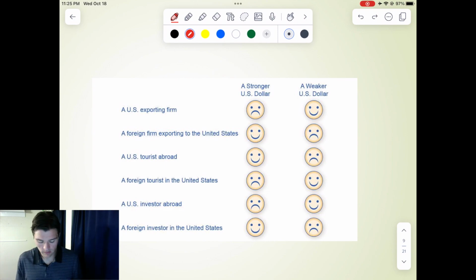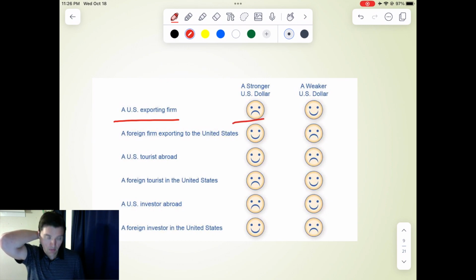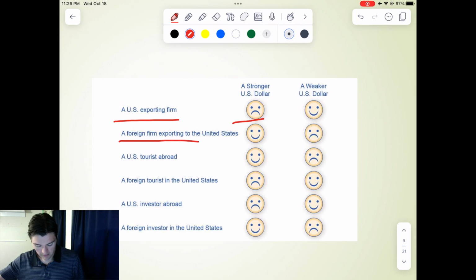So therefore, the U.S. exporting firm, right, would be saying, no, we don't want a stronger dollar. Because if the dollar is stronger, you can buy more foreign goods. So that's actually imports. A foreign firm exporting to the U.S., right? So the U.S. is buying imports. So that's a happy face for a stronger dollar. Because the foreign firms are like, oh, yes, right? Your dollar's stronger, buy our stuff, okay?